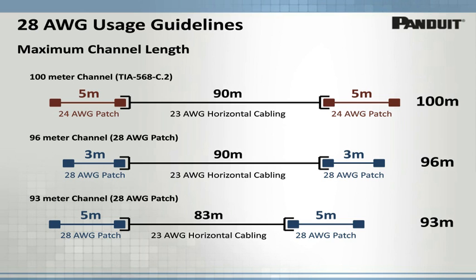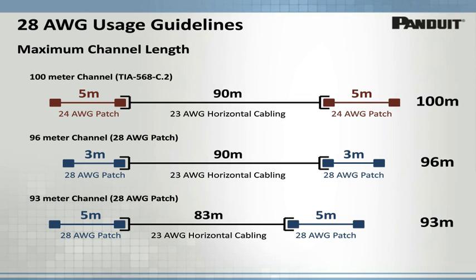In an alternate case, where maybe it's more important to have that same 10 meters of total patch be all of the 28 gauge patch cabling, then the maximum permanent link length would need to be adjusted to 83 meters for a maximum channel length of 93 meters.